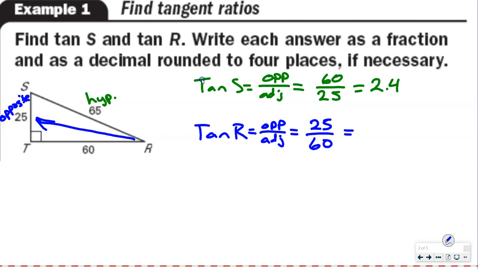25 divided by 60. And we get 0.416 repeating. So if we're going to round that to 4 decimal places, it would be 0.4167, 6 rounding up. And so here, instead of equals, I should have my approximate sign, a squiggly equal sign, since I had to round. So it's approximately 0.4167.